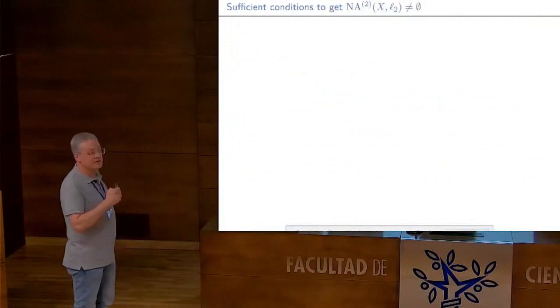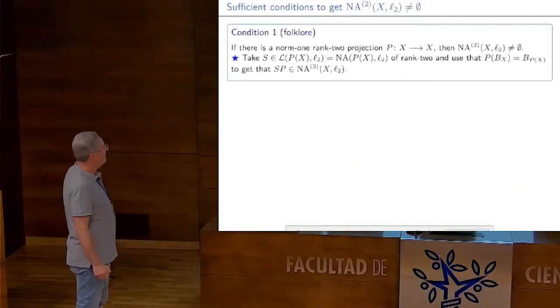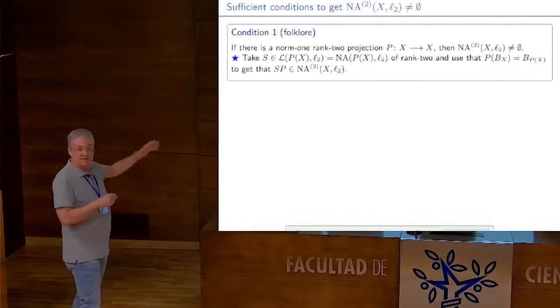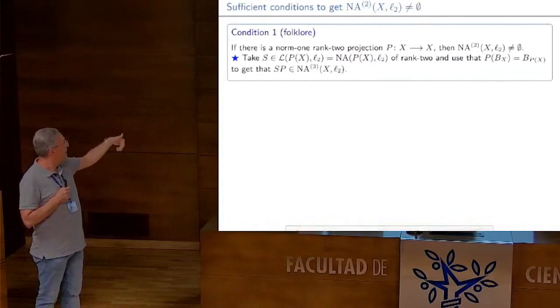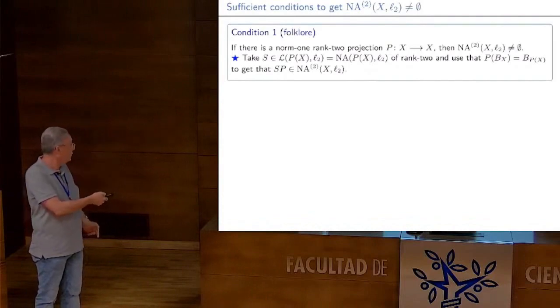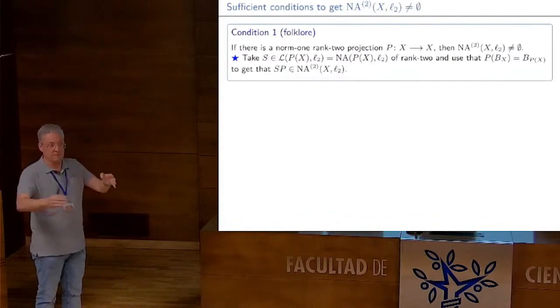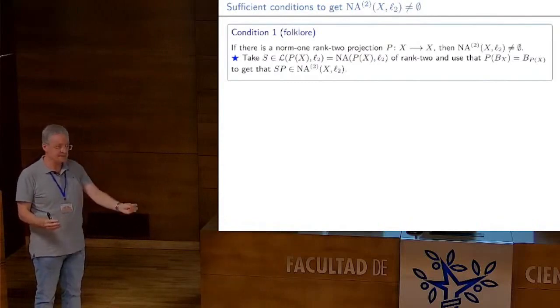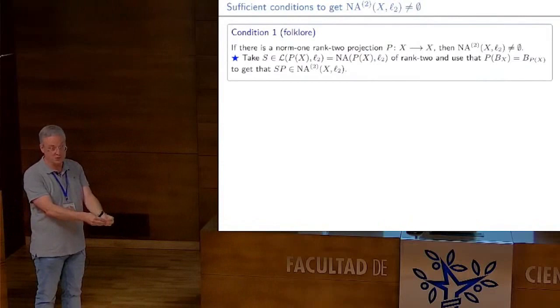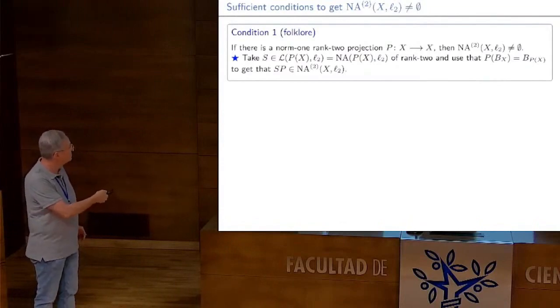Okay, sufficient conditions to get that this is non-empty. First one, the one Johnson and Wolfe use. Suppose you have a projection with rank 2 and norm not 1. You need norm not 1 and projection to get this. Then you are done. Just factor through the projection. This is no problem at all. You go from X to PX, and from PX, with this dimension 2, to L2 using an operator that is bijective. And then you are done because of this condition here.